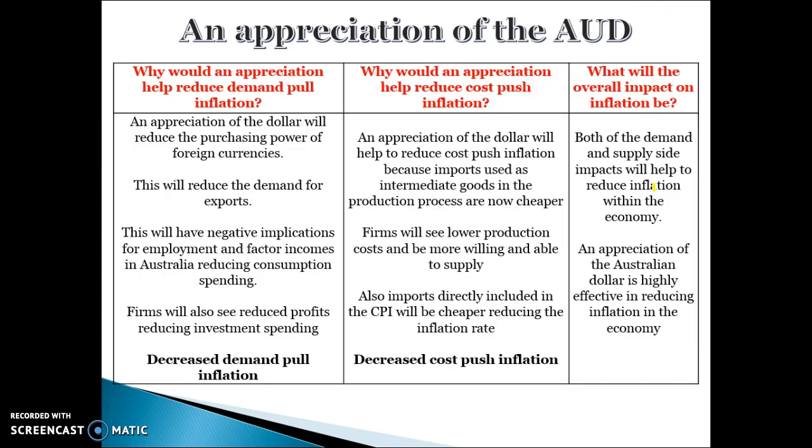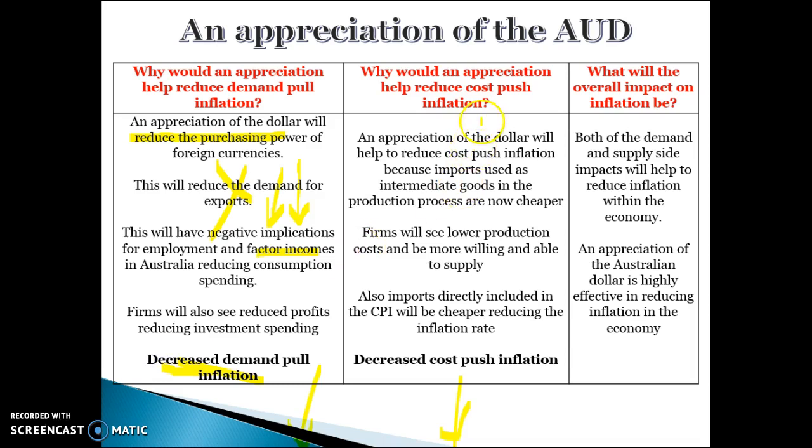If the dollar was to appreciate, that would lead to a decrease in inflation. Aggregate demand would shift to the left, and supply would shift to the right, which both leads to less inflation. So from a demand perspective, an appreciation would reduce the purchasing power of foreign currencies. That would reduce their demand for our exports, decreasing incomes of consumers, decreasing investment spending, flowing on to lower factor incomes, and all of this will lead to decreased demand for Australian goods and services.